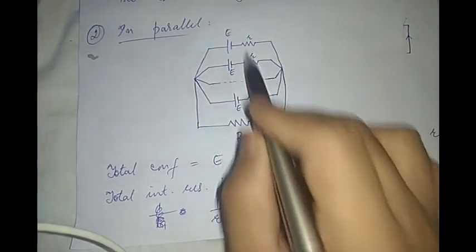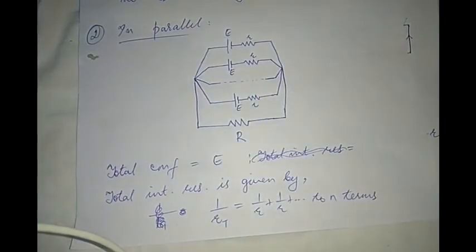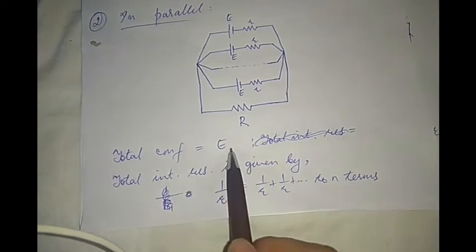Now the parallel combination will be something like this. The dotted lines mean there are n number of cells connected in parallel. Since the cells are connected in parallel, the potential difference between these 2 points will always be the same, which is E. The potential difference in a parallel combination is the same, don't forget. So the total EMF is E.